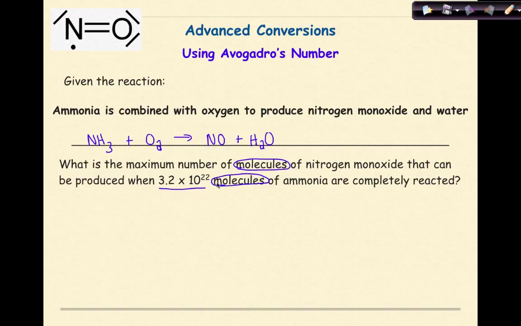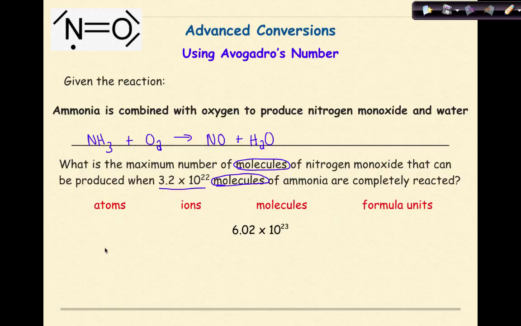Whenever you see the word atom, ion, molecules, or formula units, and we're doing a conversion like this, you know that we're going to have to use 6.02 times 10 to the 23rd somewhere in our setup. Because really what we're going to be doing here is taking this 3.2 times 10 to the 22nd and converting it to moles. Then we'll look at the next step.